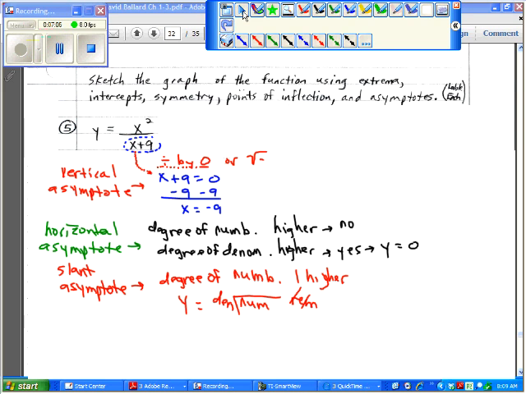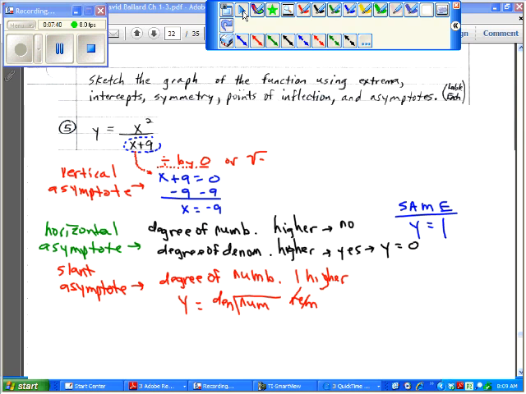To find the horizontal asymptote, we know that if the degree of the numerator is higher than the degree of the denominator, then there's no horizontal asymptote. If the degree of the denominator is higher than the degree of the numerator, then there is a horizontal asymptote, and it's going to be y equals 0. If the degrees are the same, if the degree of the numerator is the same as the degree of the denominator, then what's the case?